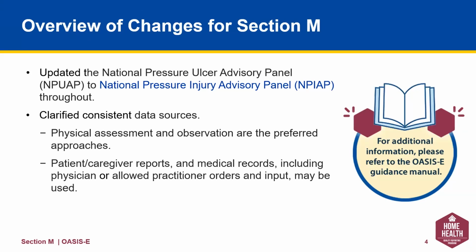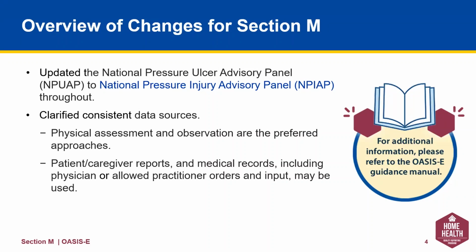As a brief overview, the references to the National Pressure Ulcer Advisory Panel, NPUAP, have been updated to the National Pressure Injury Advisory Panel, NPIAP, throughout this section. A clarification of consistent data sources has been provided. Physical assessment and observation are the preferred approaches. Patient and caregiver reports or medical records, including physician or allowed practitioner orders and input, may be used.